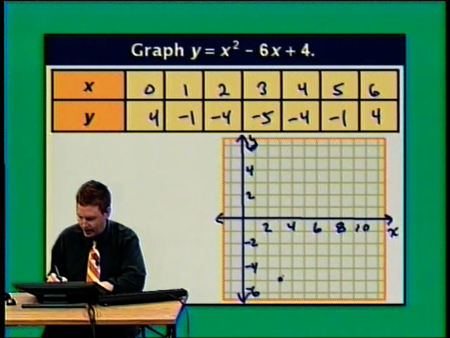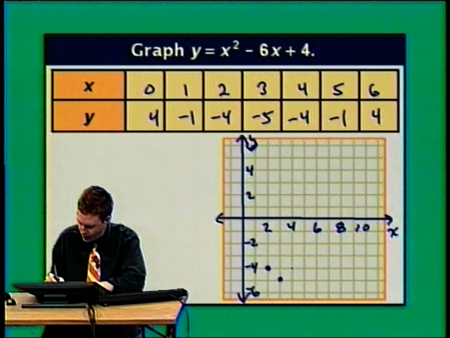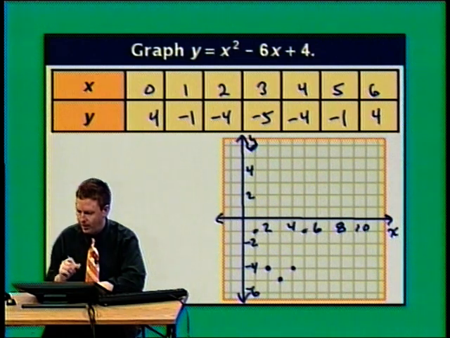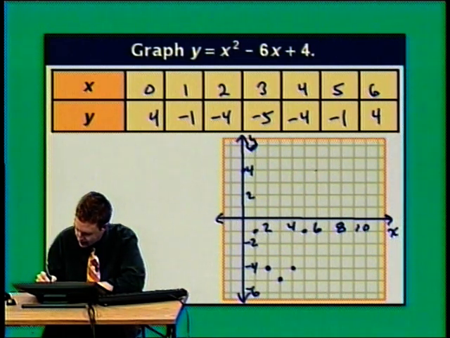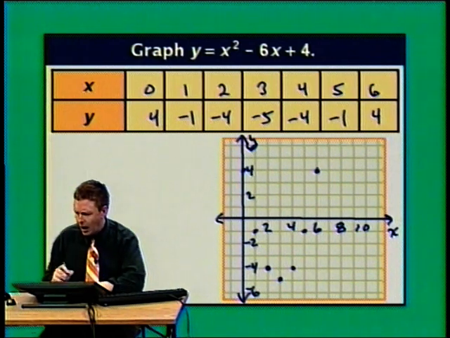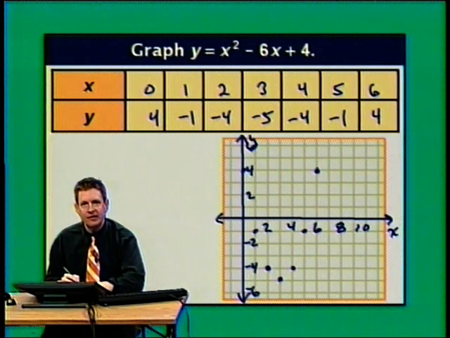Then we had the points (2, -4) and (4, -4). We had the points (1, -1) and (5, -1). We have the points (0, 4) and (6, 4). I wonder what happens when x gets up to 7.